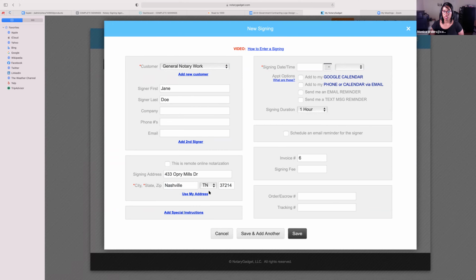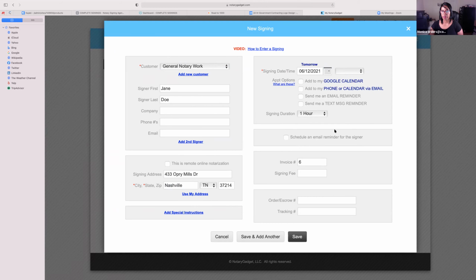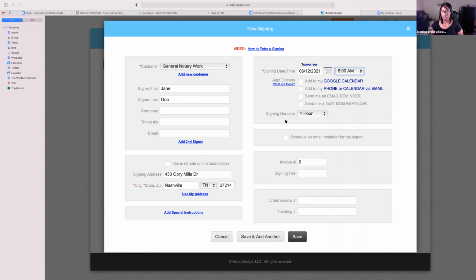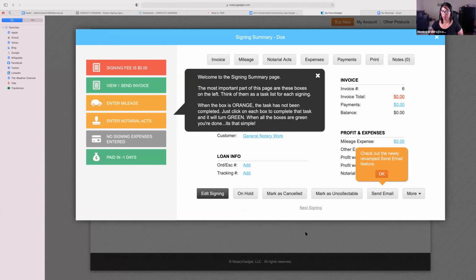All right. So the next thing I want to do is come over here. You have to fill in some of these things. So we'll be proactive and go ahead and do that tomorrow, whatever. I'm going to always put a signing duration of an hour because I anticipate that including some of my travel time. Again, that's not why we are here using this Notary Gadget. We are just here to get the mileage. So we're going to go over to save.